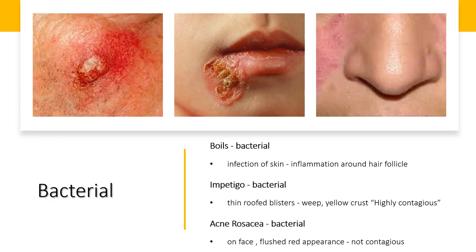Impetigo is highly contagious. It's a bacterial infection that appears as a sort of thin roofed blisters, usually yellow, encrusted and weeping. Nastier than a cold sore, but very yellow and crusty, highly contagious, so you do need to not share flannels and towels and touch impetigo. Acne rosacea is a bacterial infection, and this is usually on the face. It's flushed, red in appearance, and not at all contagious.